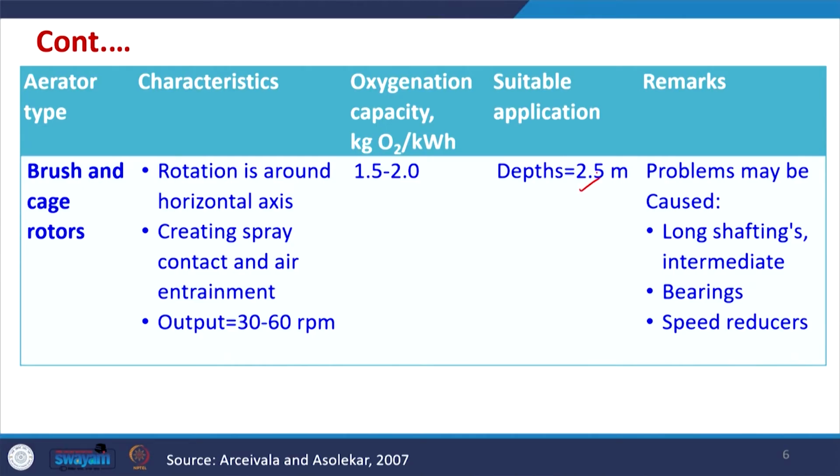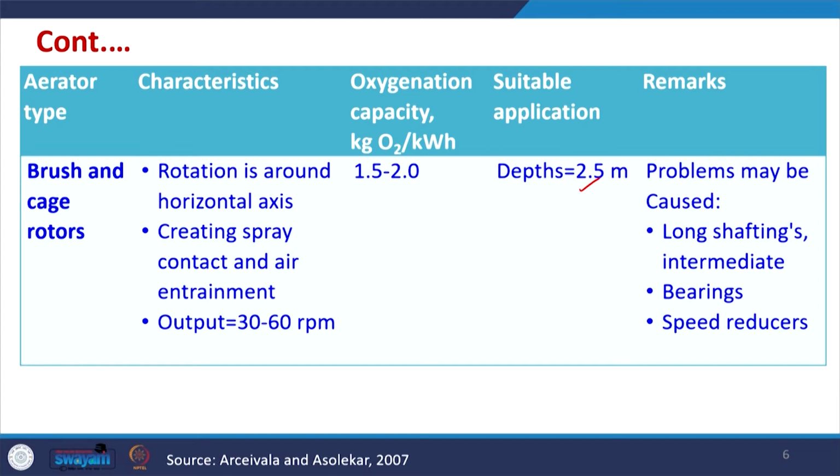Then we have brush and cage rotor type of aerators, which have a horizontal axis, and rotation is around the horizontal axis. Again, the oxygenation capacity is similar to the earlier ones, and this aerator works by creating spray contact and air entrapment. The RPM is lower as compared to the high speed aerator, and depth is also lower. So, this is only suitable for applications up to 2.5 meters, but earlier ones were up to 4.5 meters and beyond. Problems may be there because of long shafting etc.